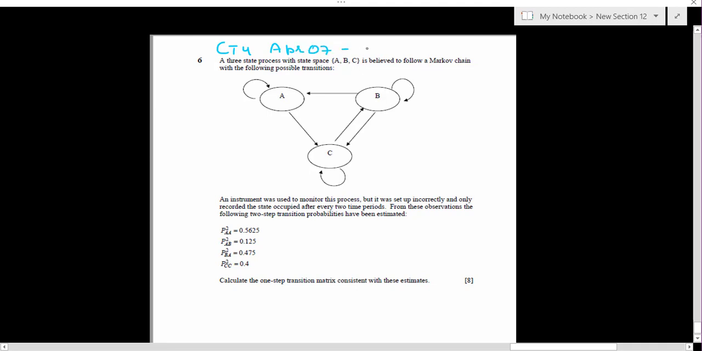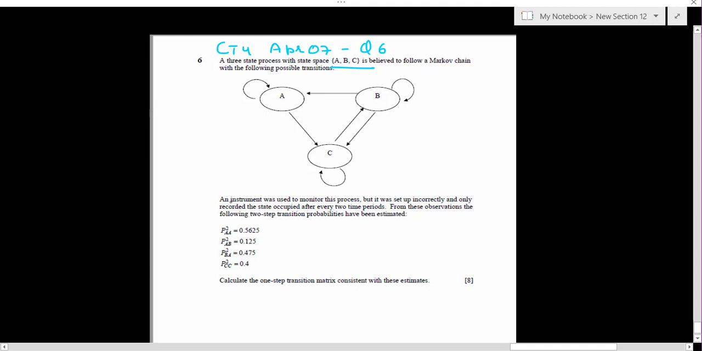And this was question number 6 of that exam. Okay, so let's look at this. It says that there is a 3-state process with the state space A, B, C, so there are 3 states in this, believed to follow a Markov chain with the following possible transitions. There is a transition from A to A, A to C, and from B to A and then B to C. Some transitions are possible and some are not. That kind of a transition diagram.